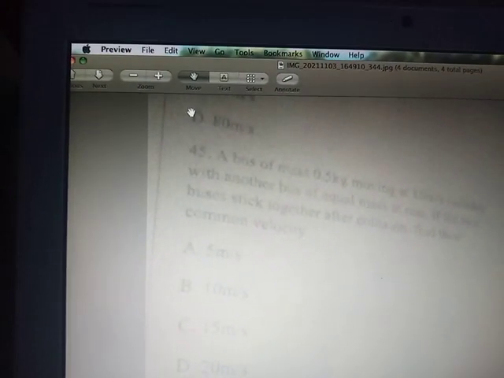So in our solution, we are given mass, so we write down the knowns. We have the mass of the first bus, so let's make it m1. The mass of the first bus, m1, was given as 0.5 kilograms. Then they gave us the velocity of the first bus, which was u1, the initial velocity. So u1 is equal to 10 meter per second.